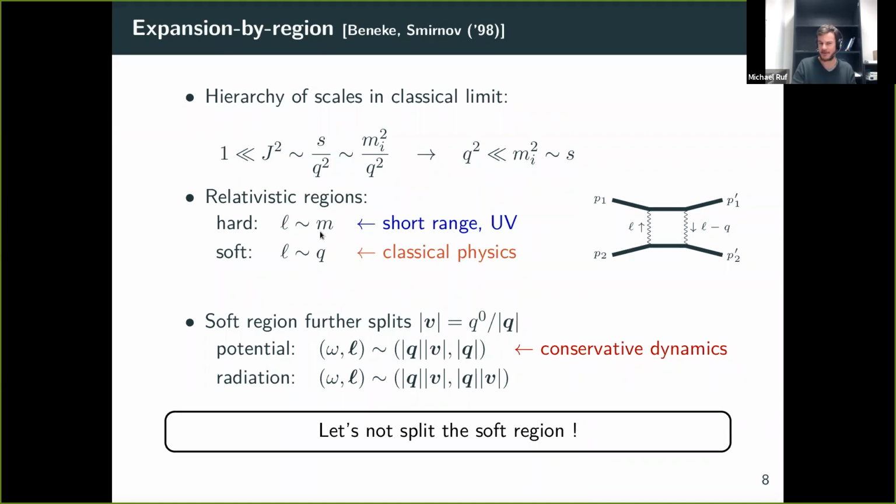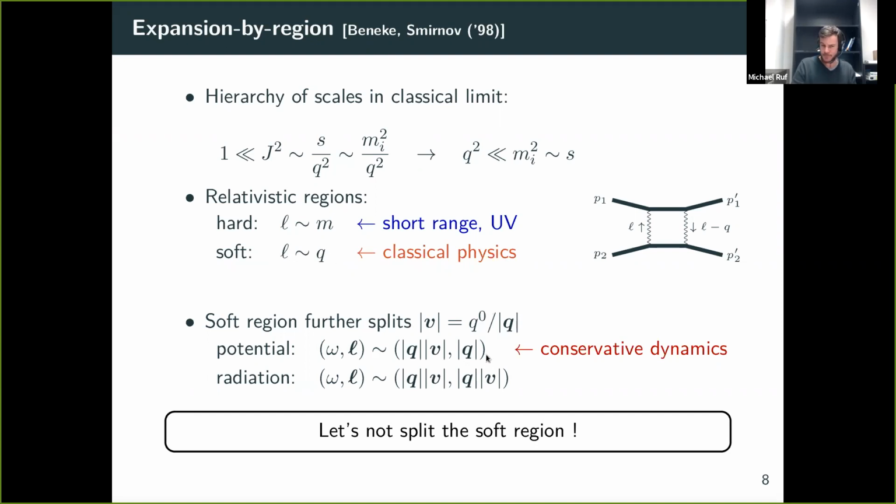There's one region where the loop momenta are hard. And this in general corresponds to short-range physics, UV renormalization, and all these things. So this is not really interesting for us in the classical physics. You also see quite easily that this does not contribute to the classical physics, because it will always produce only analytic contributions. So what we're really after is the region where the loop momentum is small, and it is parametrically of the same size as the momentum transfer.